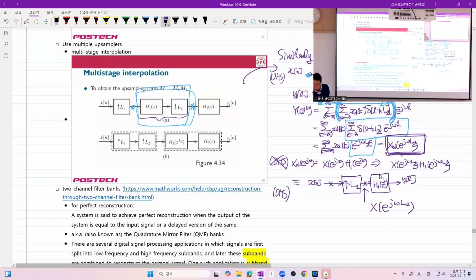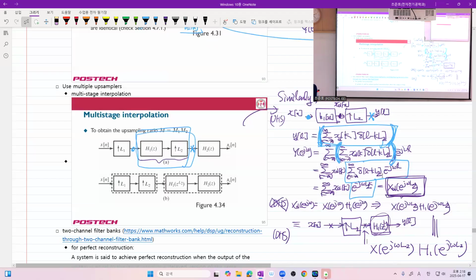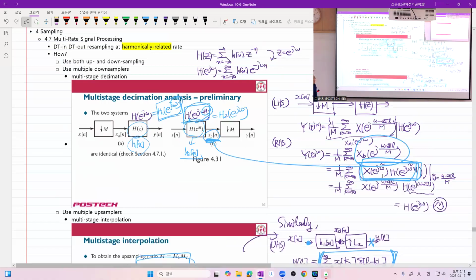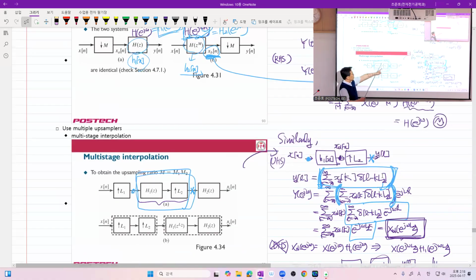Now, this should be multiplied to have the same thing. That's why you have H1 evaluated at z to the L2. Got it? So we have proved the equivalence. Then what happens? We switch these two. So you have upsampling, which inserts zeros, and upsampling, which inserts L2 minus 1 zeros. And then you have the filter, of course a little bit different by scaling in the Z domain. And then you have the same copy. Got it?